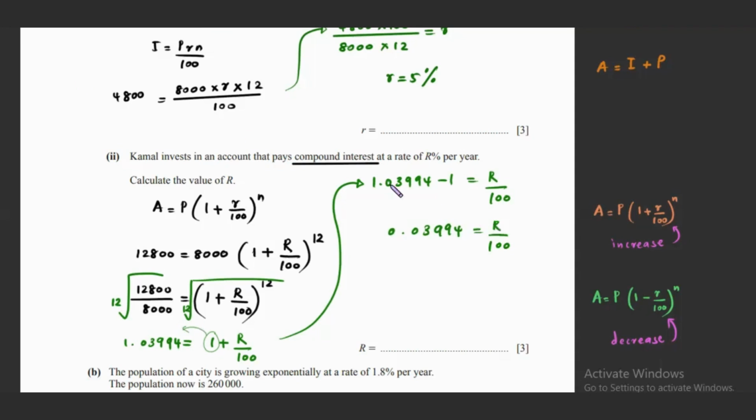So for me to find what r is, I need to bring this 100 to the other side, so I can isolate r. So it'll be 0.03994 times 100. This gives us the value of r. So I can even do it in the calculator here.